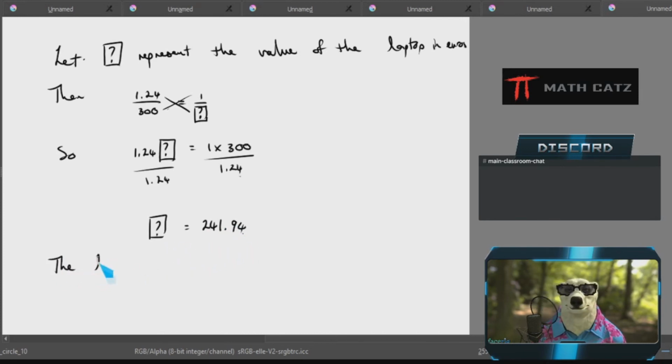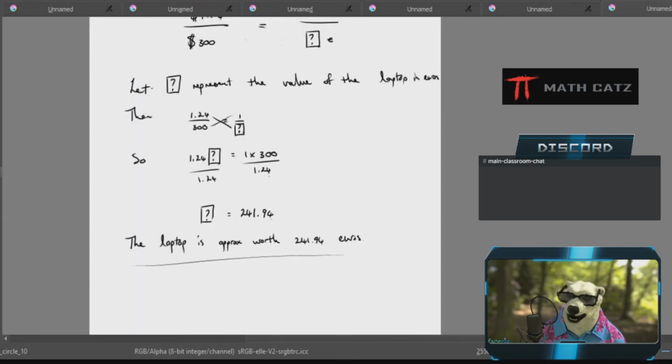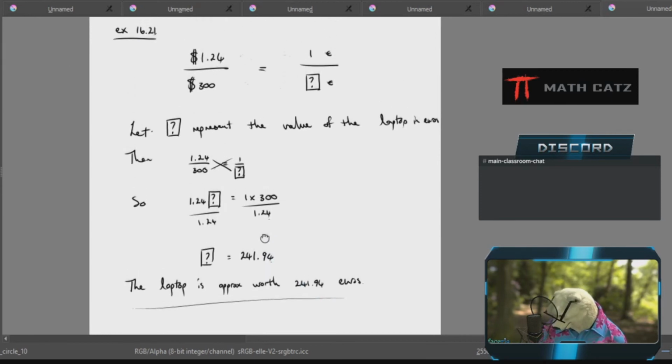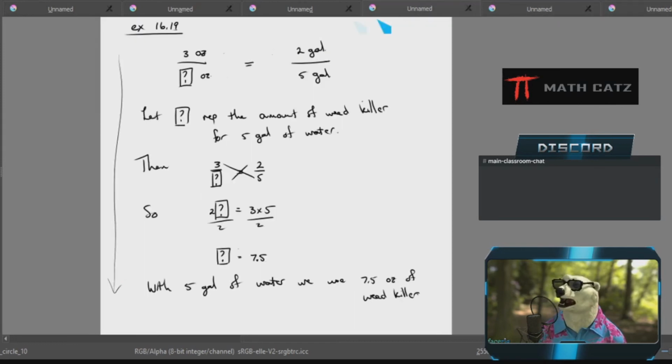So the laptop is approximately worth 241.94 euros. Whoopsie, backwards. Euros, that's an S. There we go. I'll zoom out again. Oops, like that. And emphasize again. Come on, line. Same method.